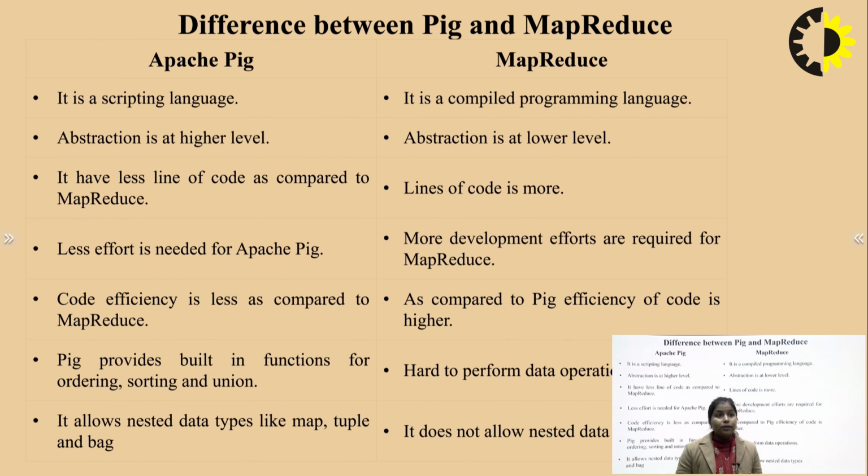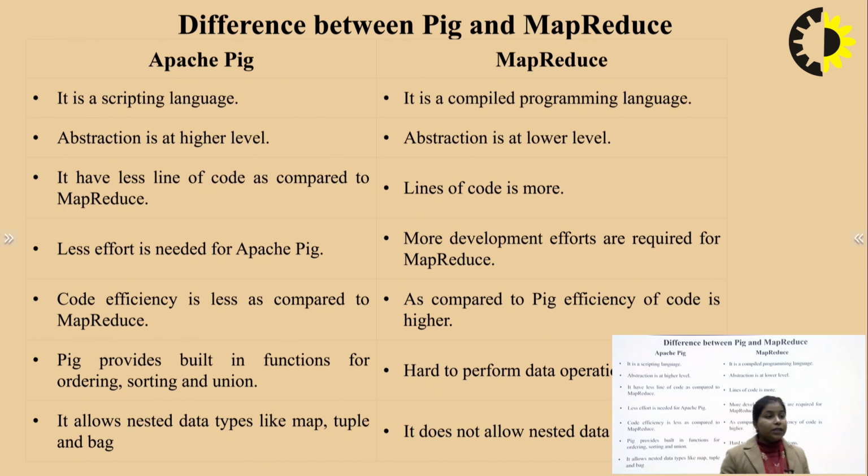So now next topic is what is the difference between Pig and MapReduce. Basically, already we know Apache Pig is a scripting language and MapReduce is a compiled programming language. In Apache Pig, abstraction is at a higher level, and in MapReduce abstraction is at a lower level. In Apache Pig, it has fewer lines of code as compared to MapReduce. In MapReduce, lines of code is more compared to Apache Pig. And in Apache Pig, less effort is needed, and more development effort is required for MapReduce.